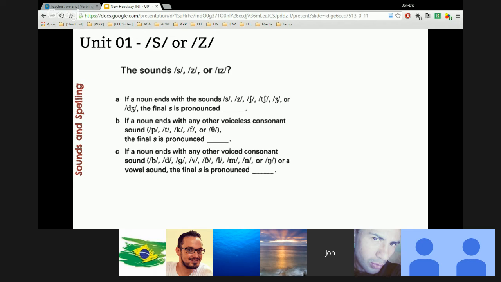Because you can feel your vocal cords moving when you hear the sound Z, like zoo. So voiceless S is S. Voiced S is Z. So the Z is really just a voiced S. That's what they're getting at. Okay. Any questions about these three rules? Are we good? If we're good, then let's move on.